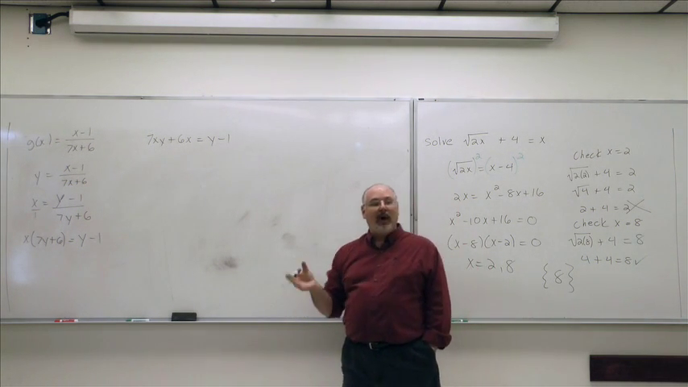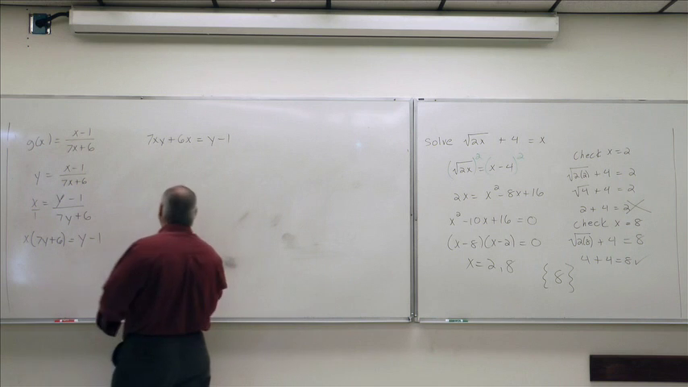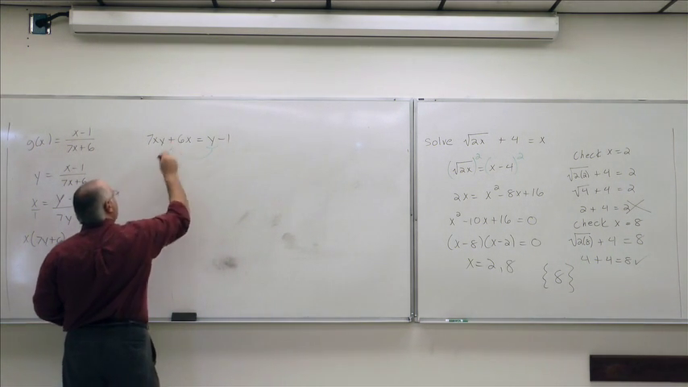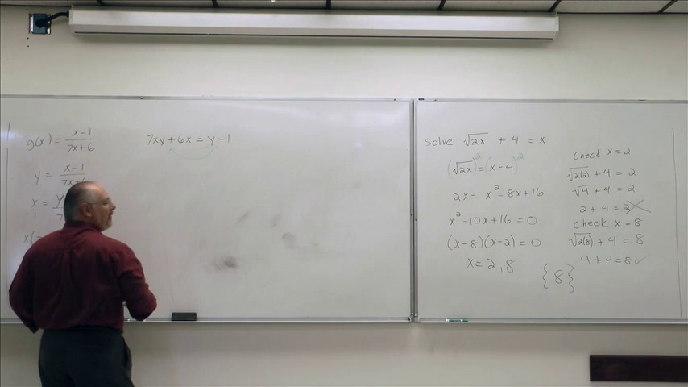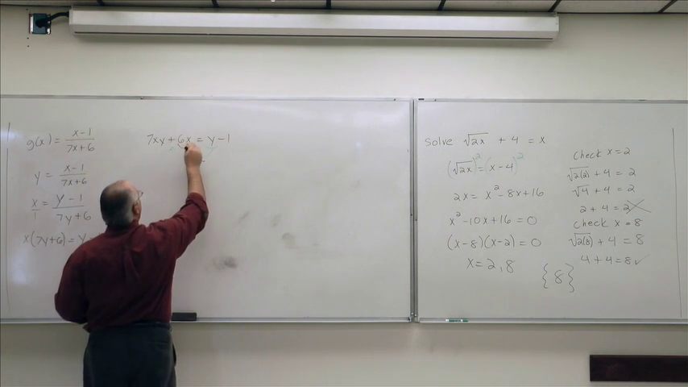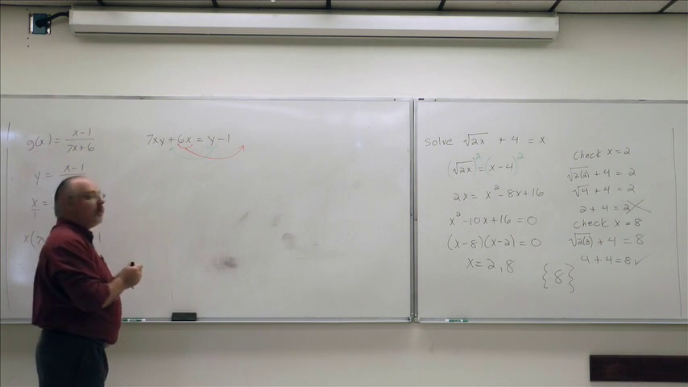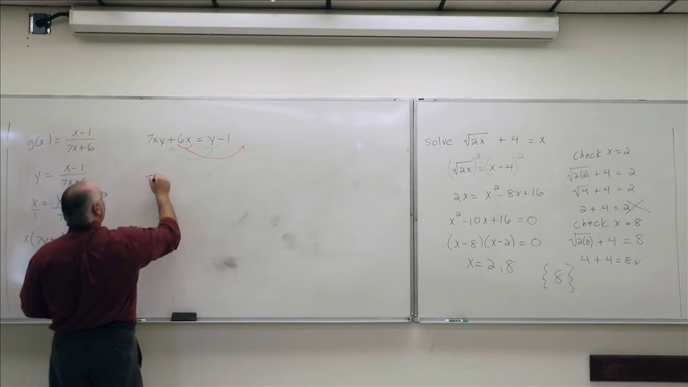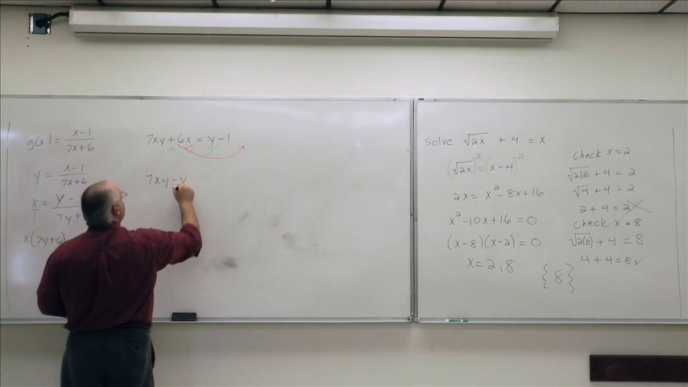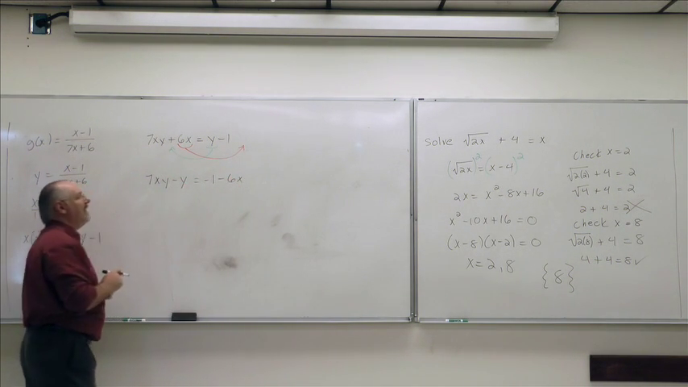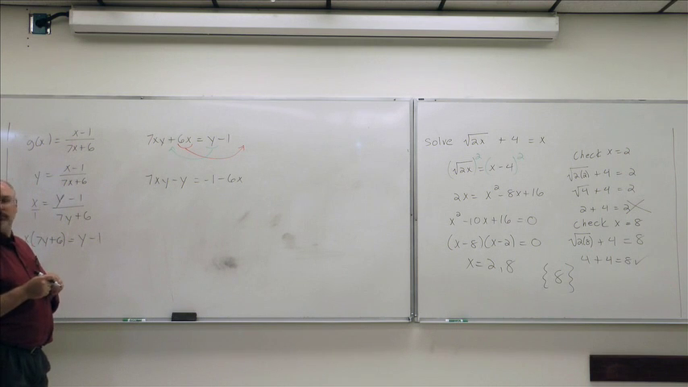So to get all the y's on one side, I'm going to subtract this y, move it over here, and I'm going to subtract this 6x and move it over there. So that's going to give me 7xy minus y equals negative 1 minus 6x. All right, you with me on that?